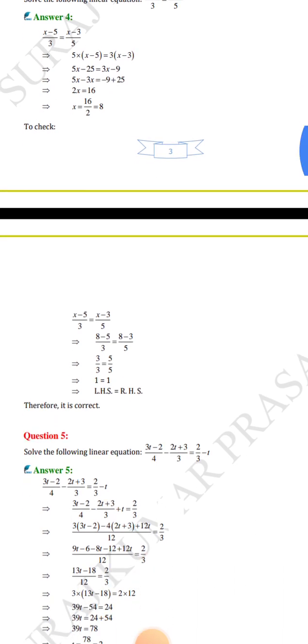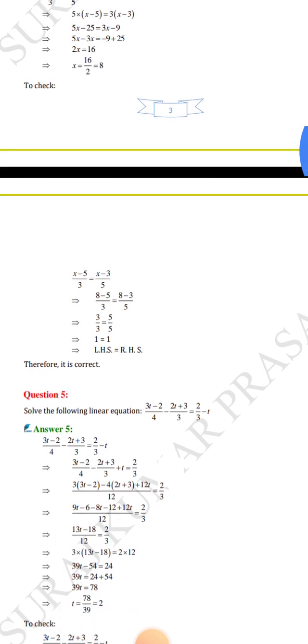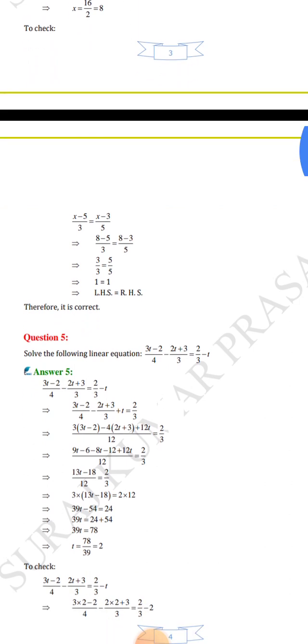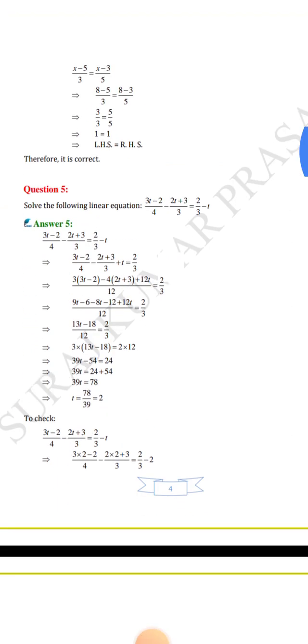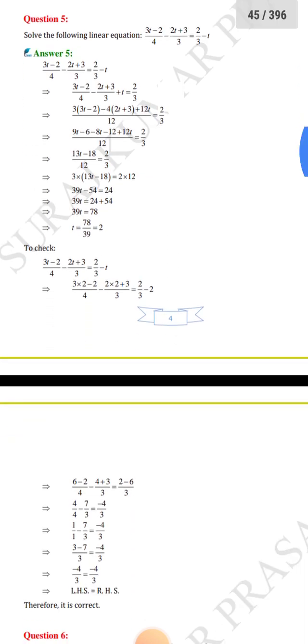To check, (x minus 5)/3 equals (x minus 3)/5. In the place of x, we have to take the value of x. (8 minus 5)/3 equals (8 minus 3)/5. We can get 3/3 equals 5/5. Then by cancelling, we can get 1 equals 1. Then LHS is equal to RHS, hence it is correct.